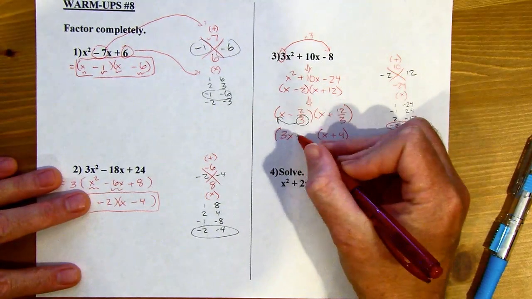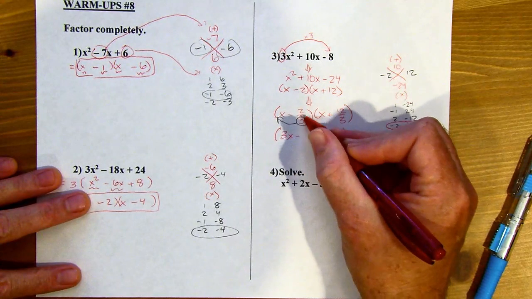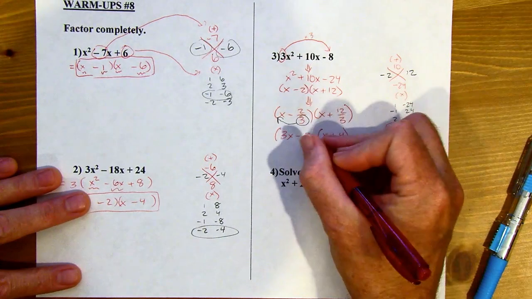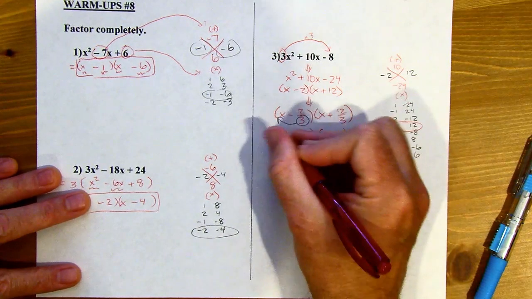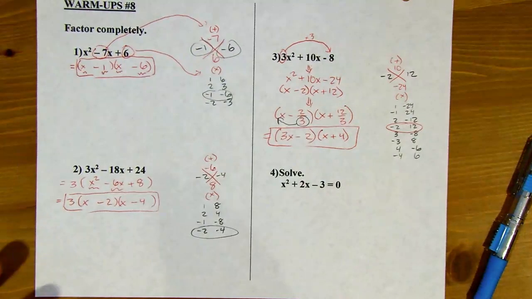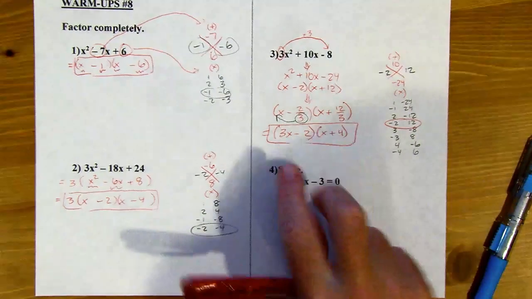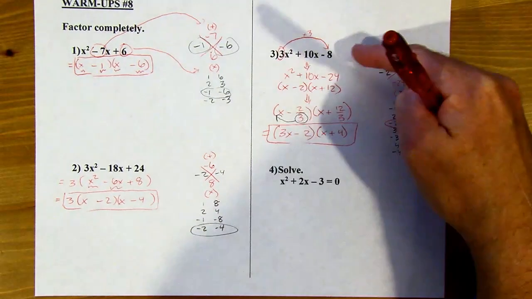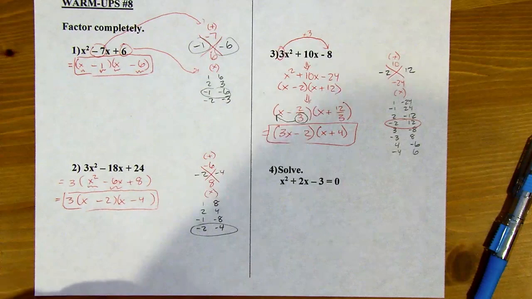And then the negative just stays there. The 2 is going to fall to the ground because we pulled the 3 out. And boom, there we go, right? So that is our solution. And then you could test it out by foiling it back together. It should give you 3x squared plus 10x minus 8. Okay.